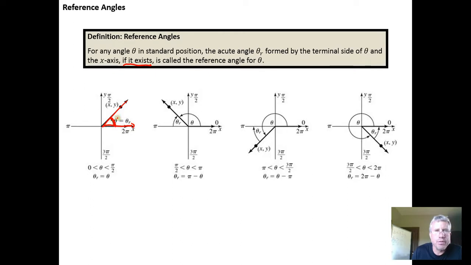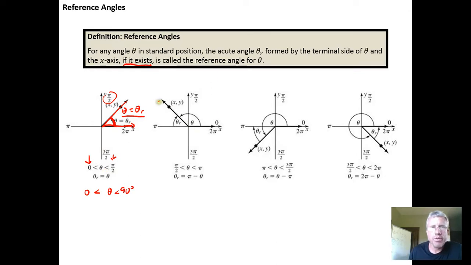If you're in quadrant 1, theta and the reference angle are one and the same angle typically, unless we've over-rotated. So the reference angle is always going to be an angle between 0 and pi over 2, or it's going to be an angle between 0 and 90 degrees if we're in degree world. Pi over 2 radians and 90 degrees are the same thing.